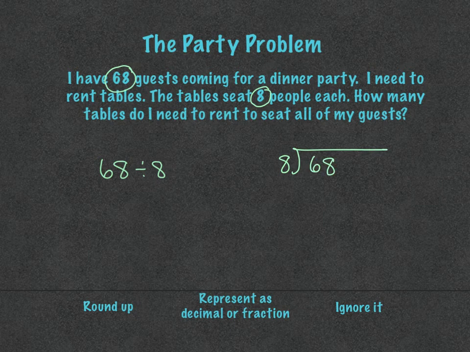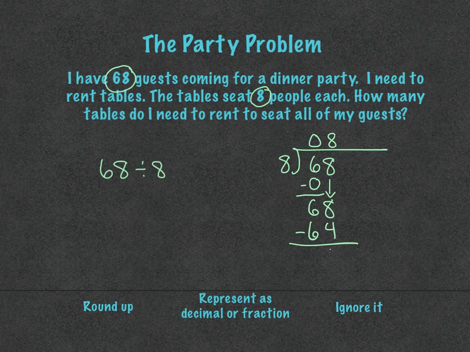68. So 8 goes into 6 0 times. 8 times 0 is 0. Subtract and I get 6. Bring down my 8. How many times does 8 go into 68? It goes in 8 times. 8 times 8 is 64. Subtract and we get 4. So we have 8 remainder 4.